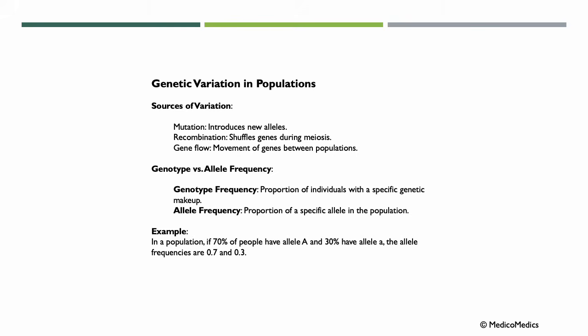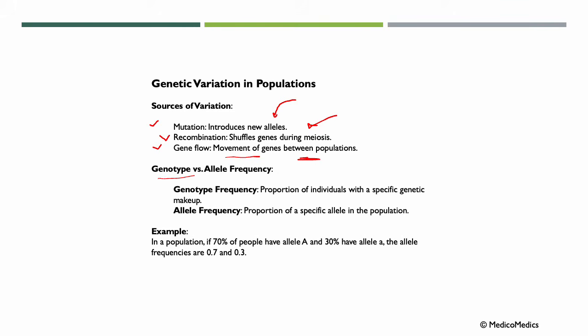So what are some sources of variation? Well, it can be through mutation, where new alleles are introduced. Recombination, which shuffles genes during meiosis. And gene flow, the movement of genes between populations.